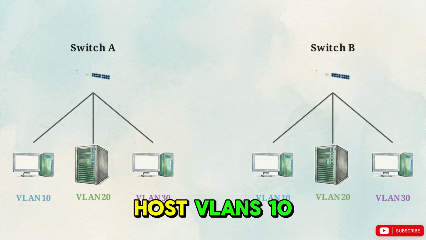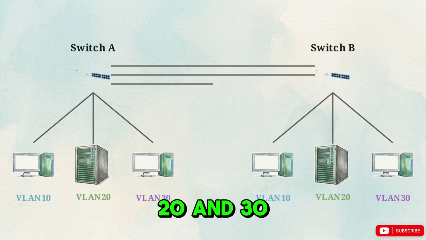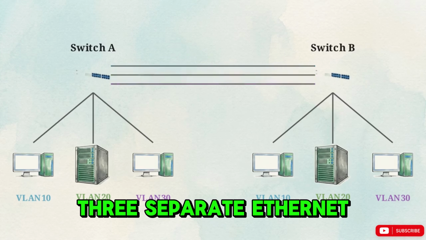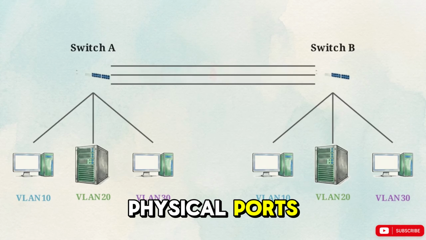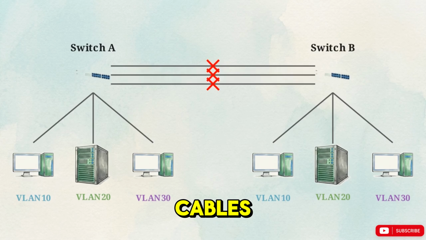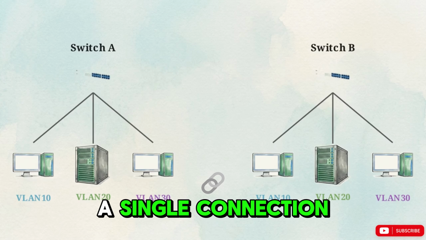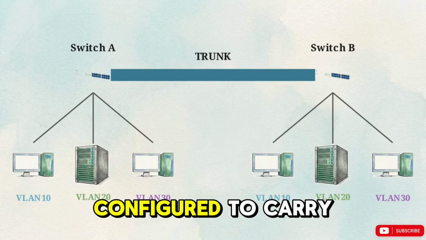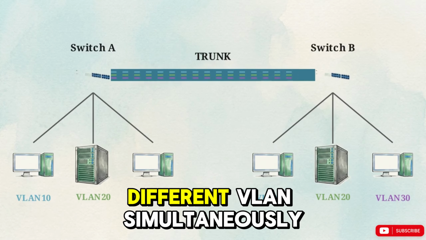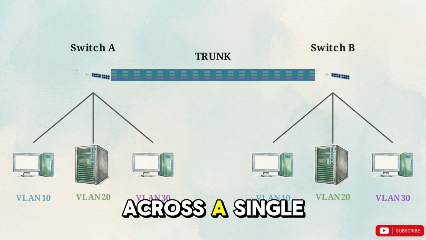If both switches host VLANs 10, 20, and 30, we could run 3 separate Ethernet cables between them, one for each network. That wastes valuable physical ports. Instead, those multiple cables are replaced with a single connection called a trunk. A trunk port is a switch-to-switch connection configured to carry traffic from multiple different VLANs simultaneously across a single wire.